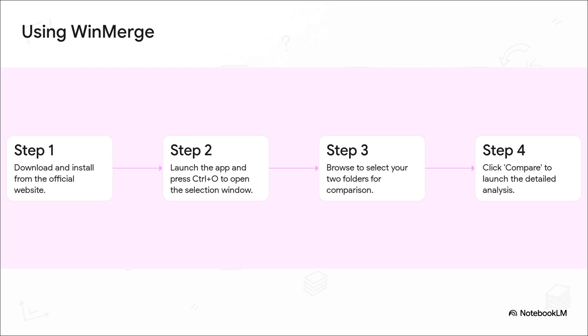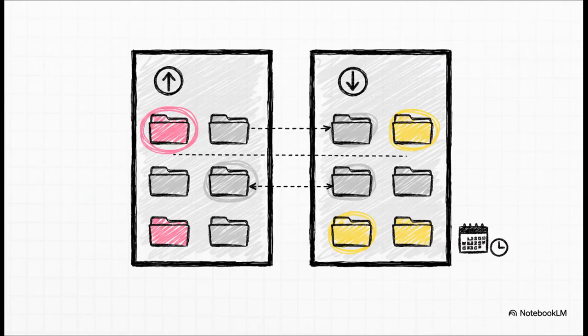Once you've got both paths in there, just hit Compare. And this is where the magic really happens. WinMerge spits out this super clean, color-coded report. It'll clearly label files as left-only or right-only. It highlights the identical ones, and it even shows you differences in modification dates, right there side by side. There's no guesswork at all. Every single difference is laid out right in front of you.